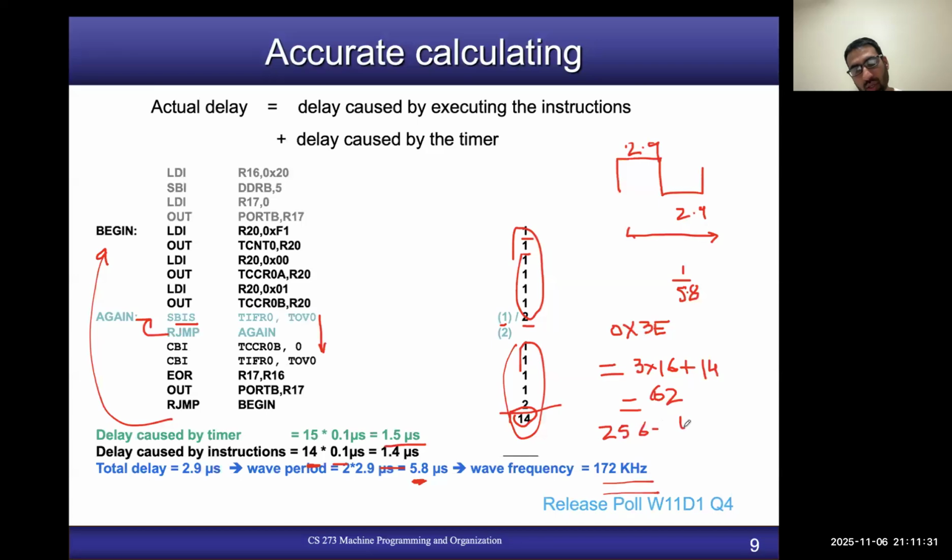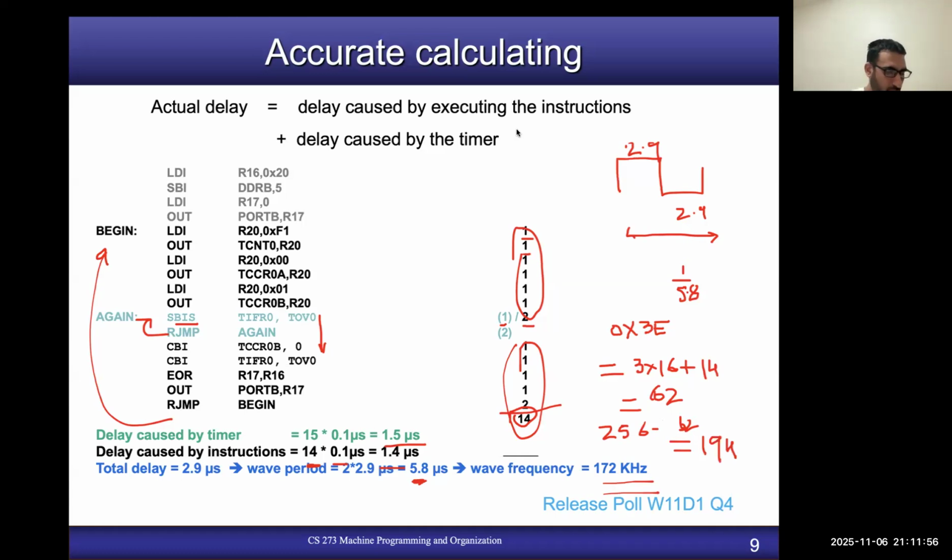So when you do the subtraction, 256 minus 62, you get 194, right? So it will take 194 cycles before your overflow happens and the flag will be set. And what is the clock frequency? Was it specified or not? It is specified. It is 8 megahertz.